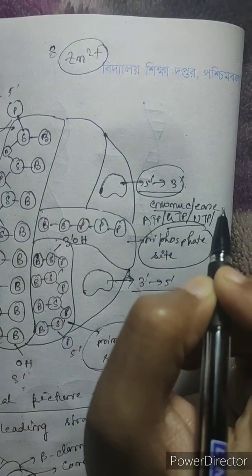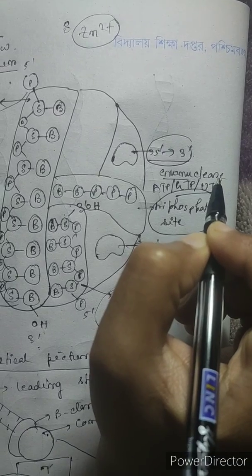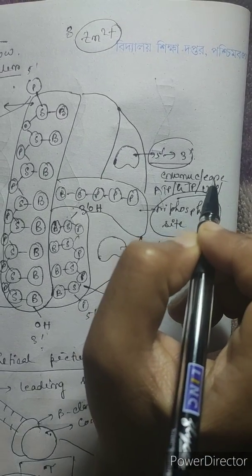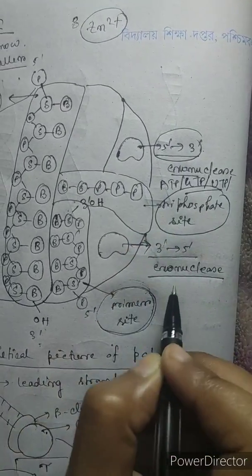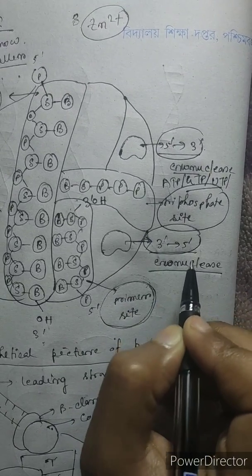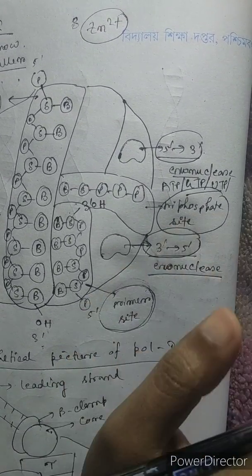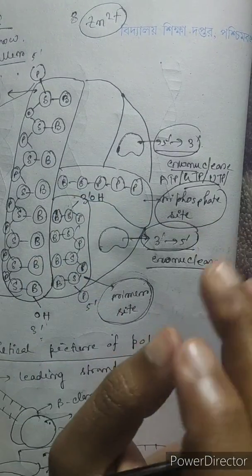It has 5' to 3' exonuclease activity, which means it removes the bases in the 5' to 3' direction, as well as 3' to 5' exonuclease activity, by which it removes the bases in the 3' to 5' direction.